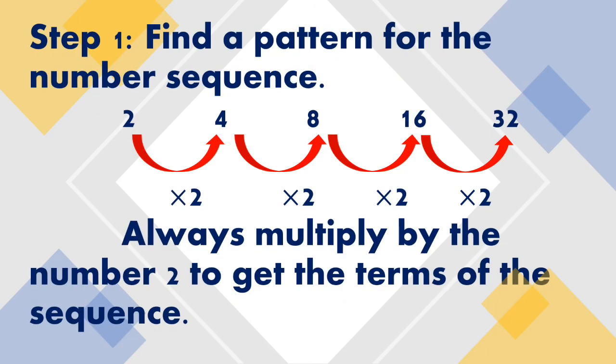Step number 1. Find a pattern for the number sequence 2, 4, 8, 16, and 32. Always multiply by the number 2 to get the terms of the sequence. 2 times 2 equals 4, 4 times 2 equals 8, 8 times 2 equals 16, and 16 multiplied by 2 equals 32.